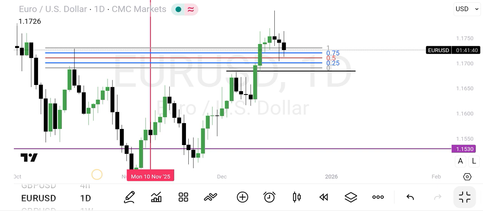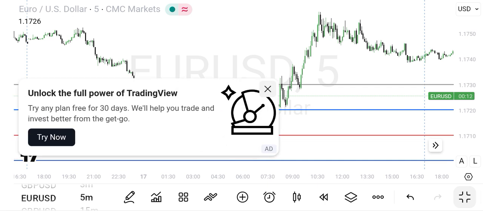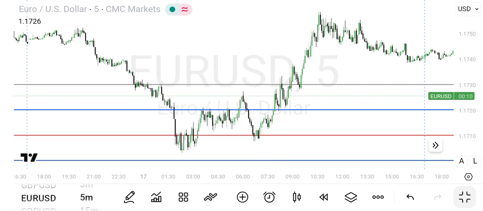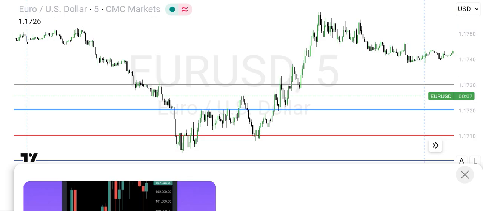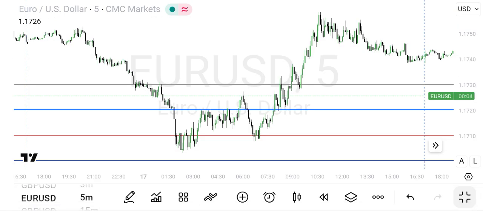So this is a 5 minute chart, and the grids that you see here, the lines, the blue line and the red and the gray ones, that is a daily PD array, the week that I showed you. Now we are in a 5 minute chart, and I'll show you how to utilize it. So for better understanding, let me take you back to our daily charts. So you see the grids are plotted here.